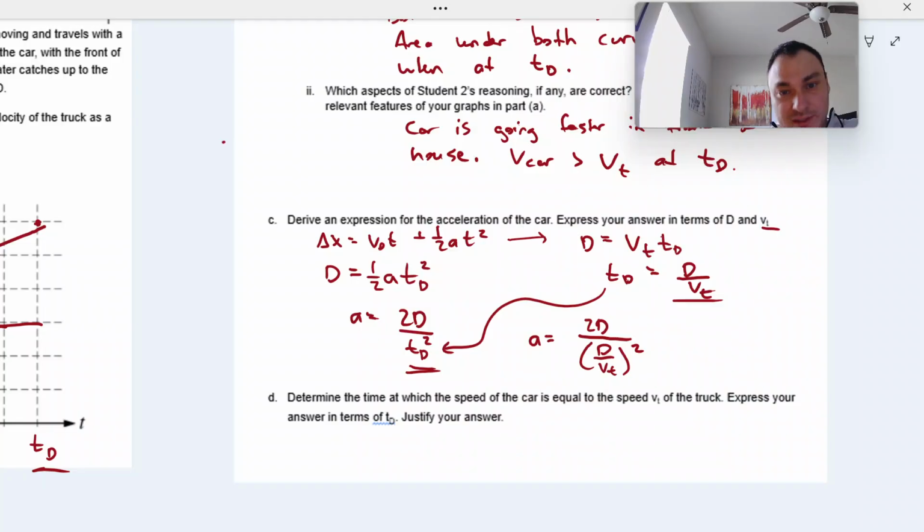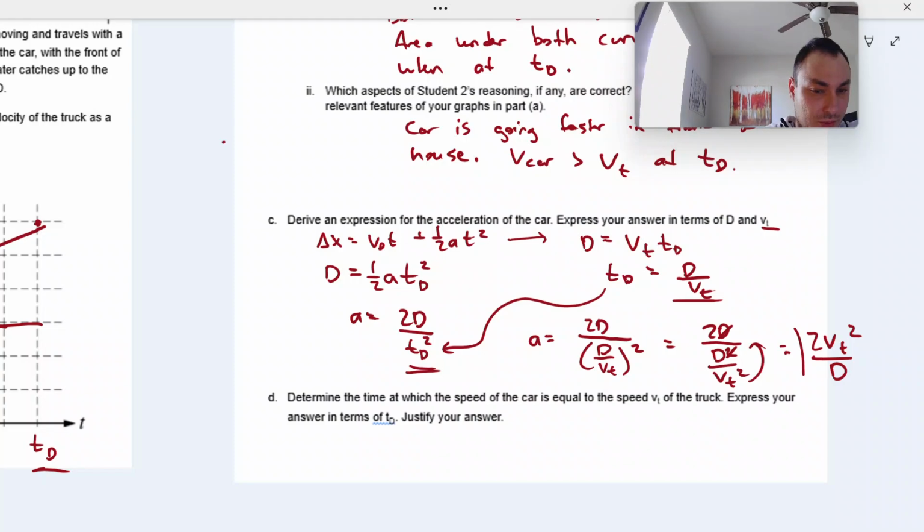And we can box this answer if we want to, but I'm going to simplify a little bit more. So we have 2d over d squared over vt squared. That will cancel out with that, and then that will go up top. So it's 2vt squared over d. And that is our answer. That is the acceleration of the car.